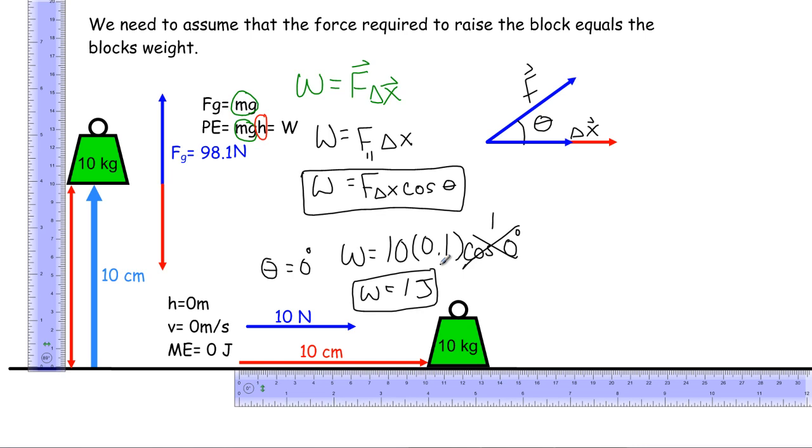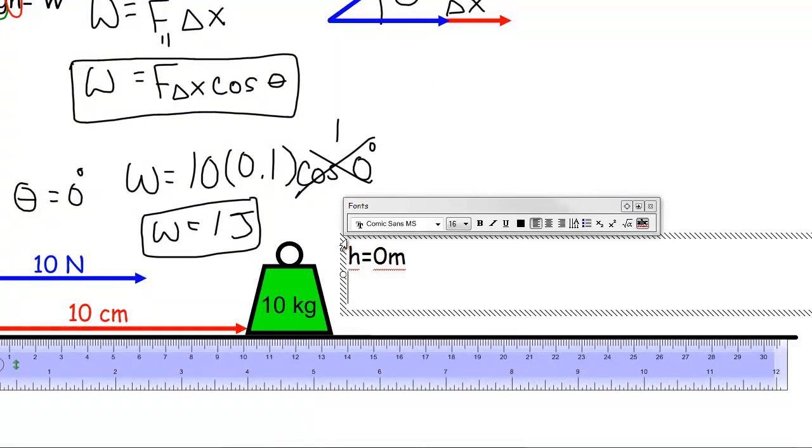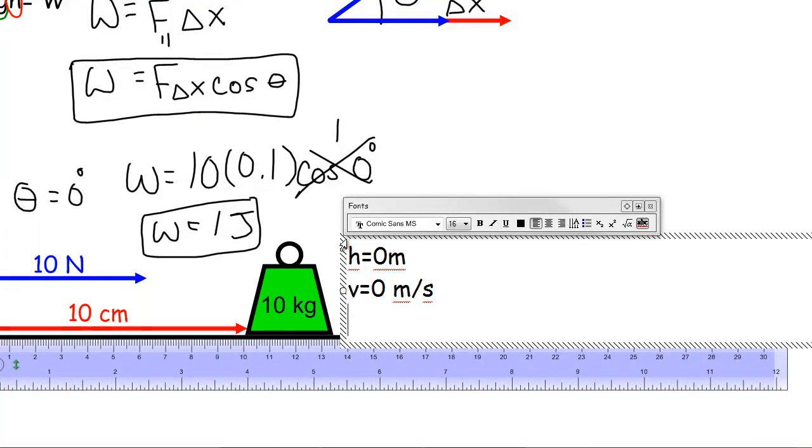Now, let's go ahead and check out what the energy of the block is now. So if I look here, well, the height is still 0 meters. The velocity is still 0 meters per second, which means that I have no potential and no kinetic energy. So my mechanical energy equals 0 joules.